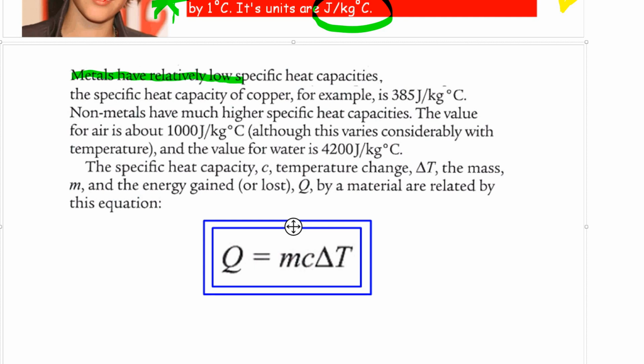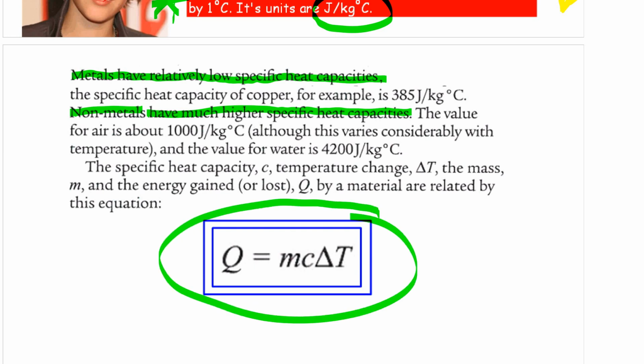Metals tend to have relatively low specific heat capacities. In other words, you don't need very much energy to heat it up, whereas non-metals have a higher specific heat capacity. You've got to put in more energy to heat up those substances. Now, the equation that will always be given to you is the following.